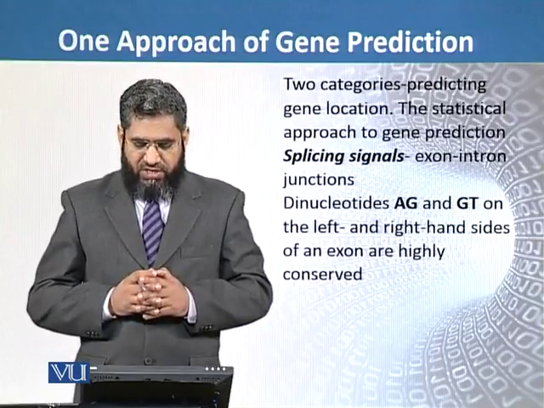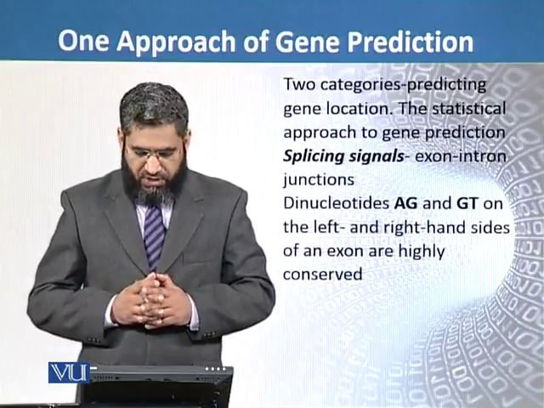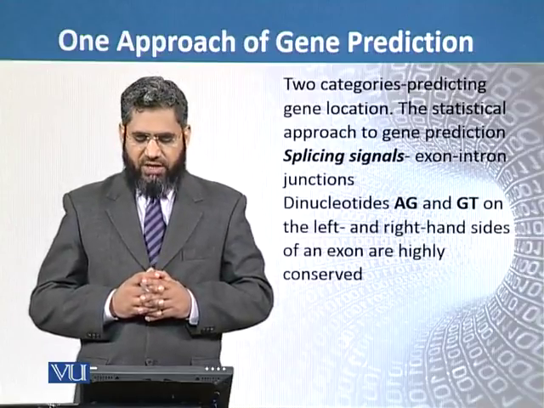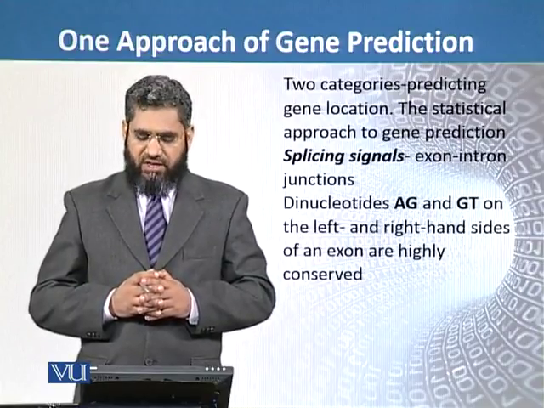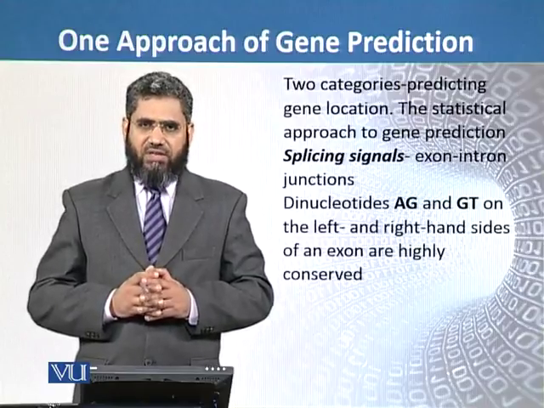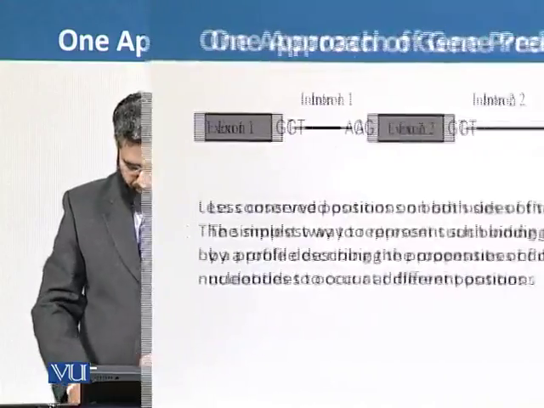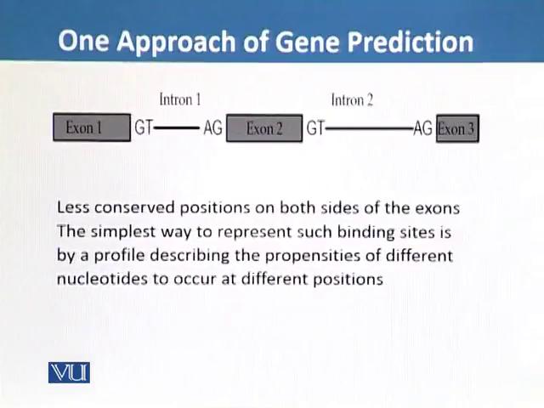An example of these splicing signals is the presence of AG and GT on the left and right sides of the exons, and these AG and GT are highly conserved at the junctions of exons and introns. We can see here that the splicing signals are present at the junctions of the exons and introns. Here we can see exon number 1, 2 and 3. If there are 3 exons, there must be 2 introns. And this is the junction of exon and intron.